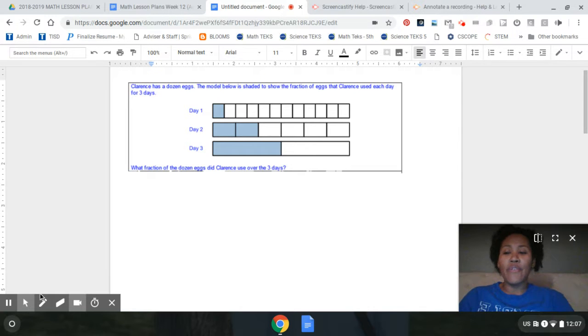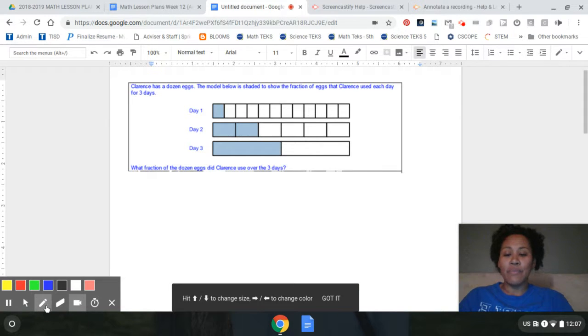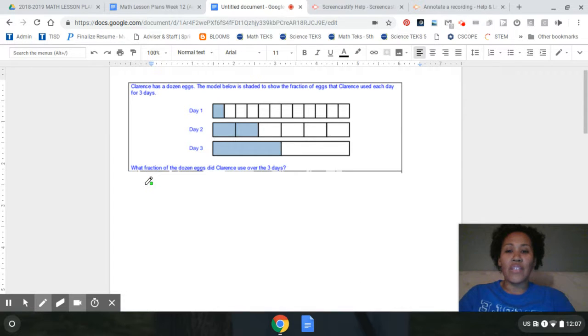So if we're identifying our main idea, we're going to find it in the question. The question is, what fraction of the dozen eggs did Clarence use over the 3 days? This is a supporting detail. Here are our supporting details right there.